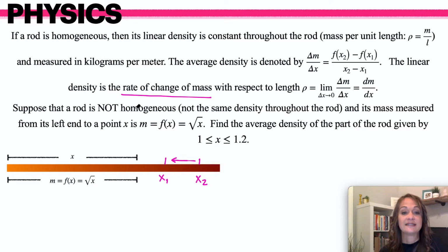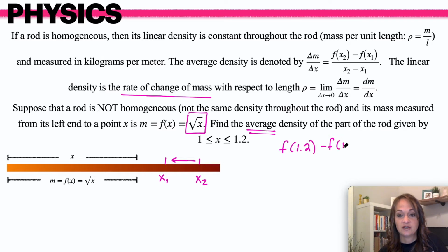So let's say a rod is not homogeneous, which means it does not have the same density. And let's say the mass is measured from left to some point in towards the rod. And let's say the mass is actually the function, the square root of x. They want to know the average density, so you're looking for the slope formula, between 1 and 1.2. So you're going to take 1.2 and plug it into the function, and then plug 1 into the function, and then on bottom, you're going to subtract those x values, just like the slope.